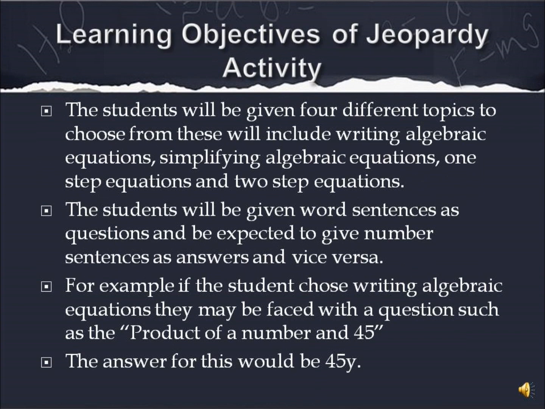Learning objectives of Jeopardy! Activity. The students will be given 4 different topics to choose from. These will include writing algebraic equations, simplifying algebraic equations, one-step equations, and two-step equations. The students will be given word sentences as questions and will be expected to give number sentences as answers, and vice versa. For example, if the student chose writing algebraic equations, they may be faced with a question such as the product of a number and 45. The answer for this would be 45y.